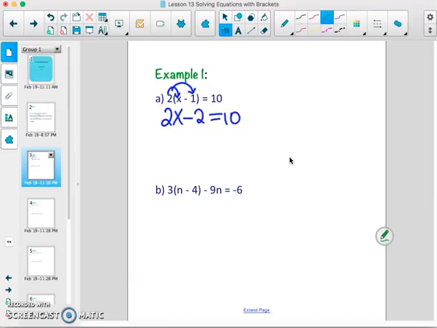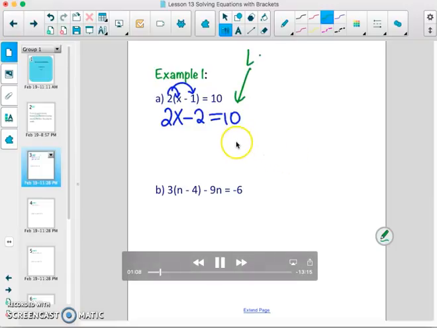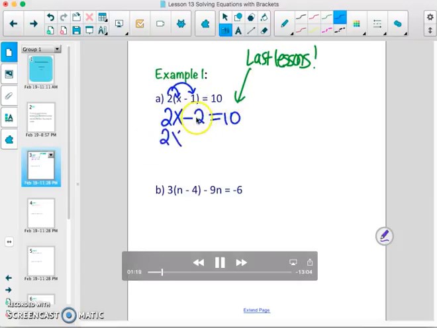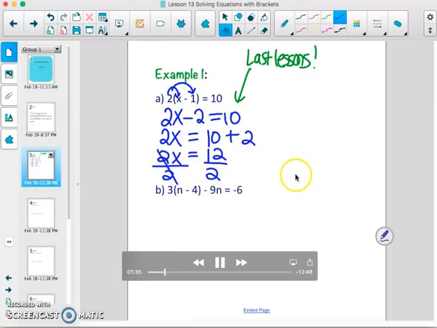And then we just have to collect like terms. Same as before, this isn't changing. This looks like something from the last lesson. So now all we have to do is collect like terms. This negative 2 is going to be brought over to the other side, and it becomes positive. Then we just add these numbers, so we get 2x is equal to 12. We're going to divide both sides by 2, and we get x is equal to 6. So we just added that step in at the beginning.